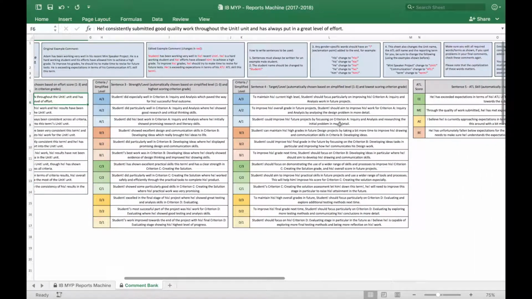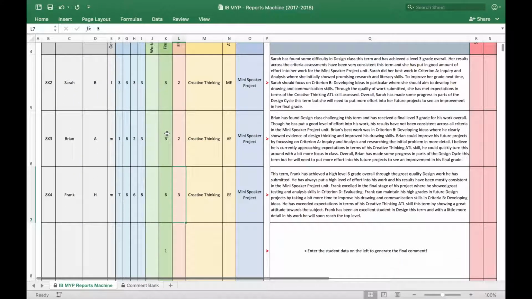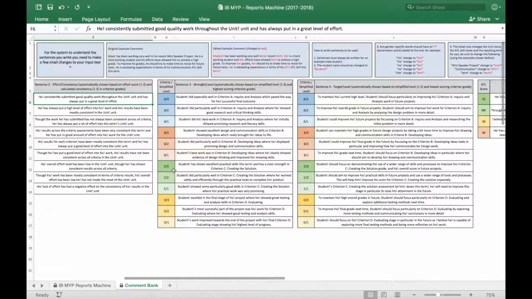Sentence 3 and 4 are quite similar in how they work. There's 12 options. They are grouped into criteria. So let's have a look at Brian. He's got his best criteria is a 6, and his worst one is a 1. So B is his best criteria, A is his lowest criteria. So B is his best one, so it'll probably be one of these. So one of these comments is chosen.